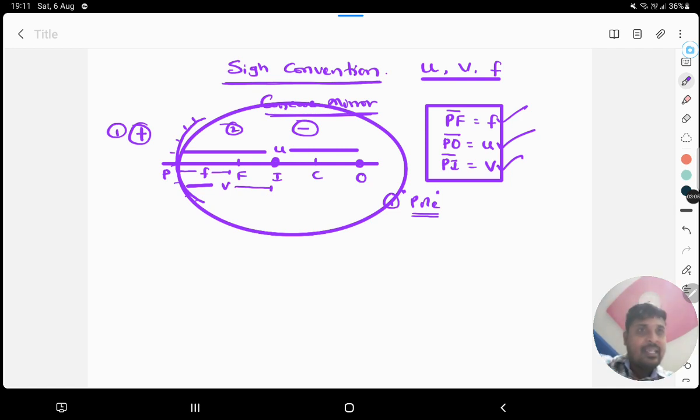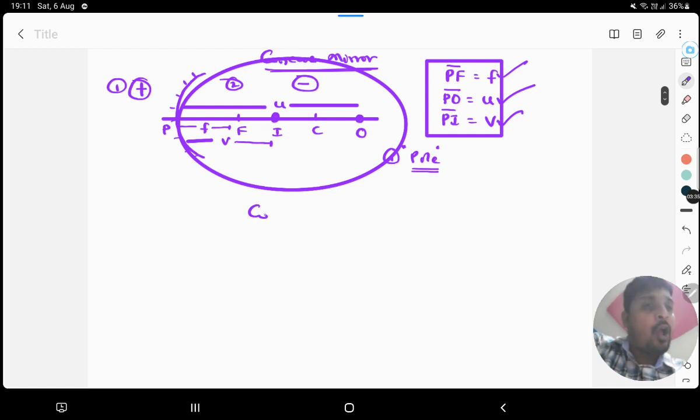That means in the case of a concave mirror or convex mirror, this is a very simple technique that you have to remember. The side on which I place the object is going to become minus. Now if F also falls on the same side, then it is also minus. If V also falls on the same side, then V is also going to become minus. See, isn't it easy? Now let us take an example.